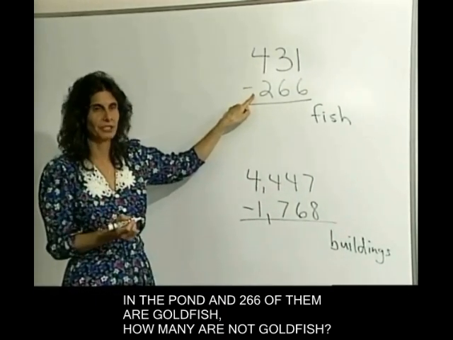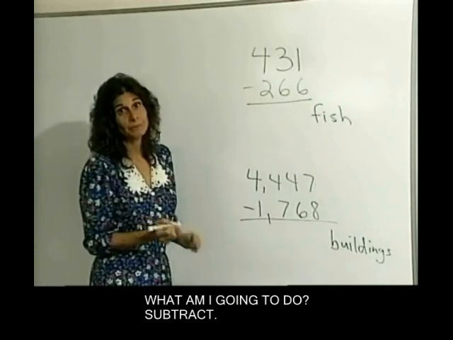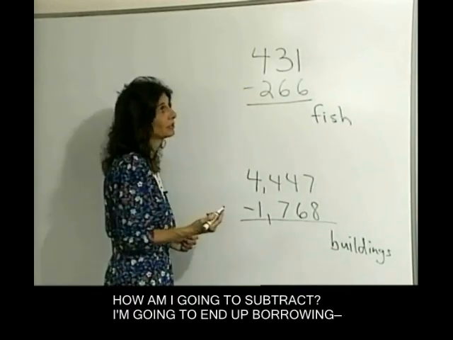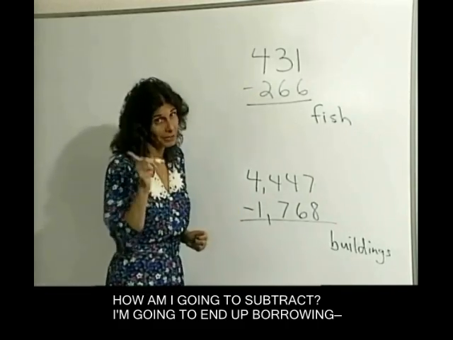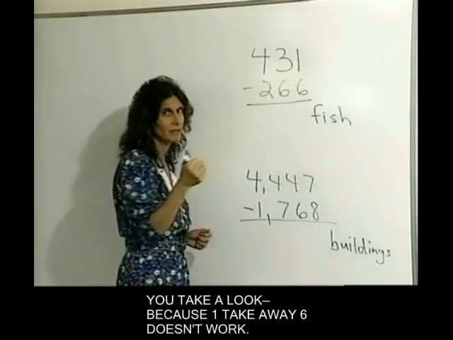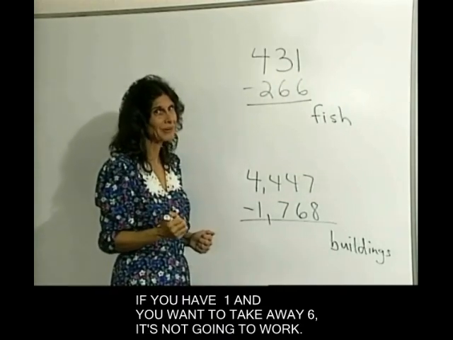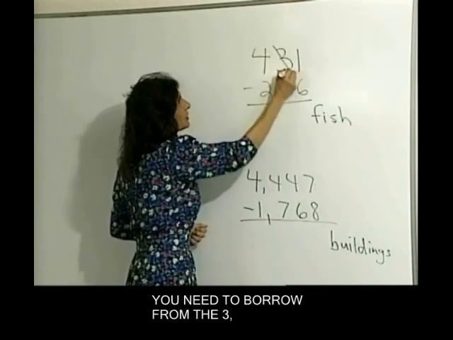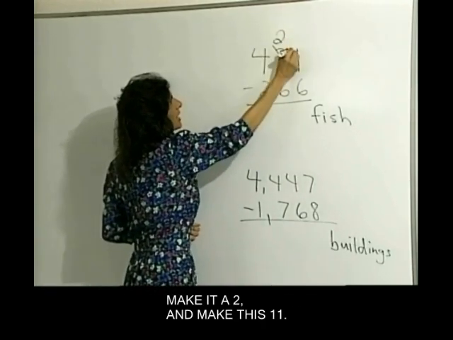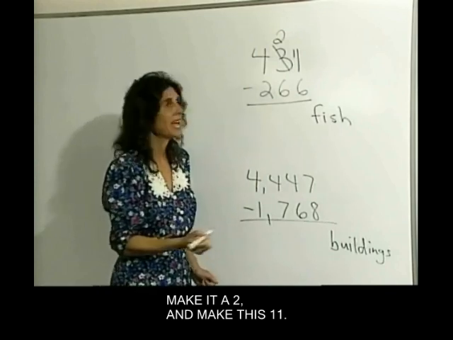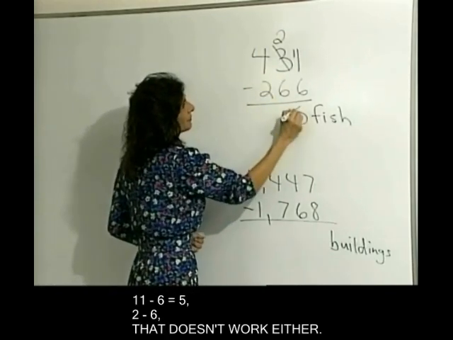How many are not goldfish? What am I going to do? Subtract. How am I going to subtract? I'm going to end up borrowing. You take a look. Because 1, take away 6 doesn't work. You can't. If you have 1, you want to take away 6, it's not going to work. You need to borrow from the 3, make it a 2, and make this 11. 11 minus 6 is 5.